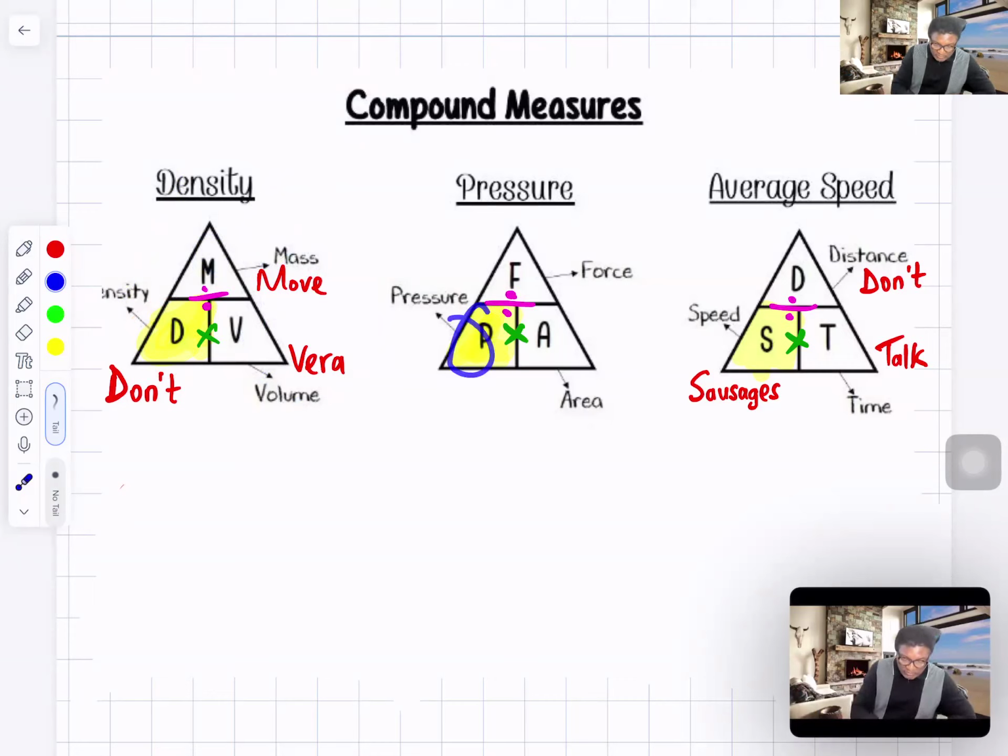Pressure is force over area. They tend to give this one in exams, but it's still good to remember it. Speed, they don't give this in exams. Speed is distance divided by time. Learn to use the triangle. The way I remember it is sausages don't talk. That's very popular in exams. This is density, pressure, and speed.